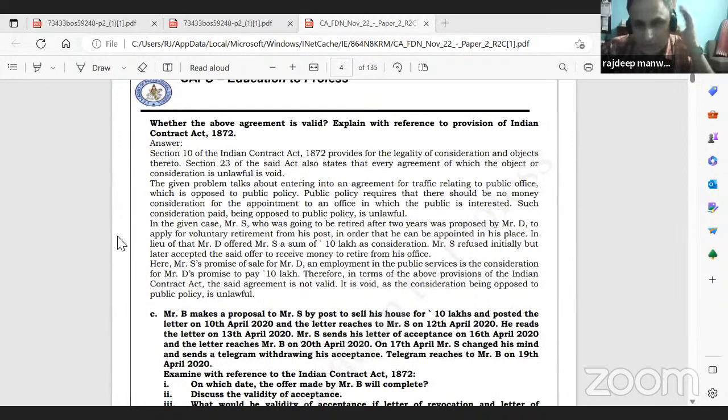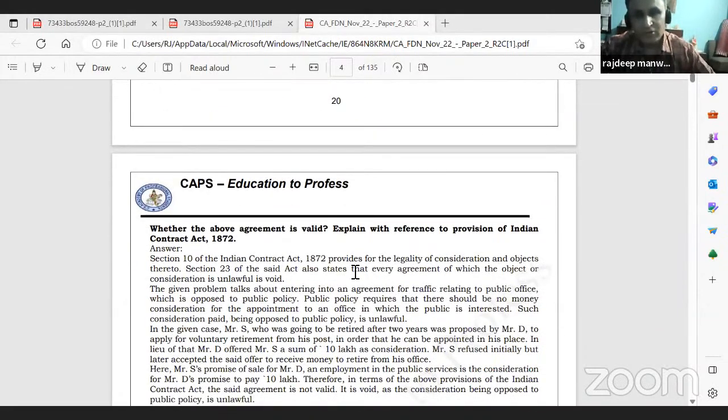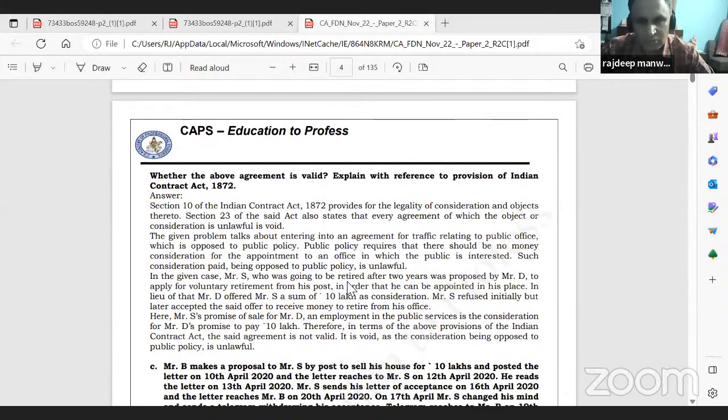Yes, sir. Section 10 of the Indian Contract Act 1872 provides for the legality of consideration and objects thereto. Section 23 of the said act also states that every agreement of which the object or consideration is unlawful is void. That's the answer to subquestion B. Direct questions' answers they have not given, only for the case study they have given the answers. Okay. And that is the introduction fact of the case study.